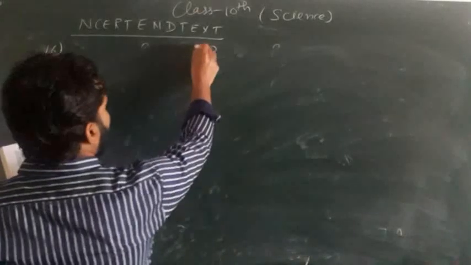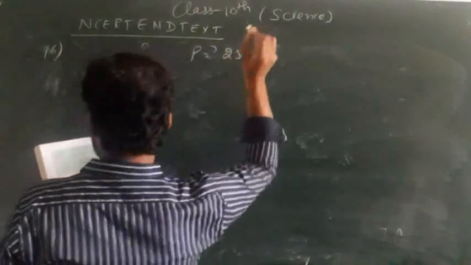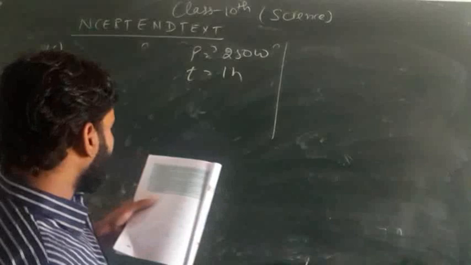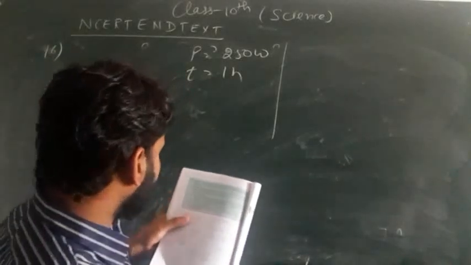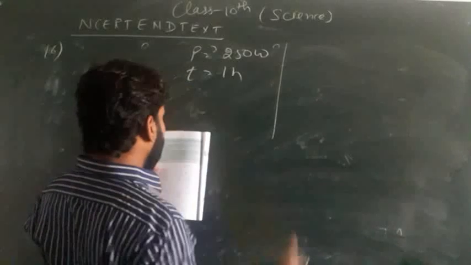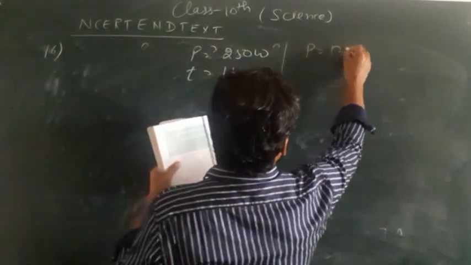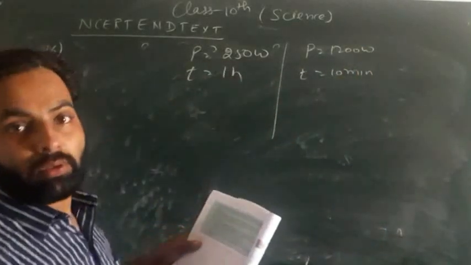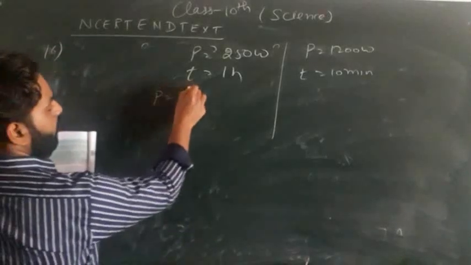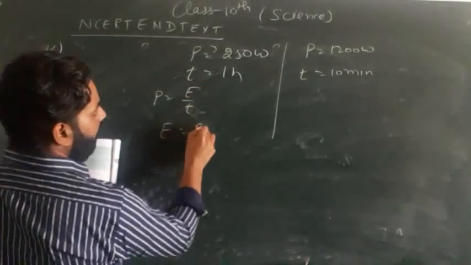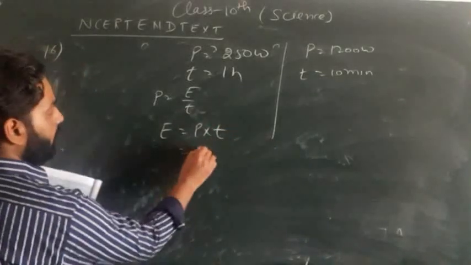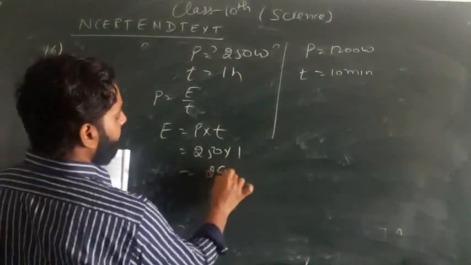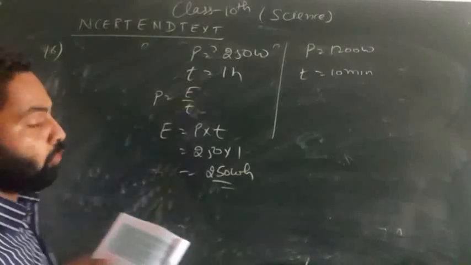So the power given is 250 W and time is 1 hour for one device, the TV set. And another is a toaster, whose power is 1200 W and that is used for 10 minutes. We have to find which consumes more energy. So we know that power is equal to energy upon time, so energy is equal to power into time. So the power is 250 W and time is 1 hour, so the energy consumed is 250 watt-hour. That TV consumes energy of 250 watt-hour.